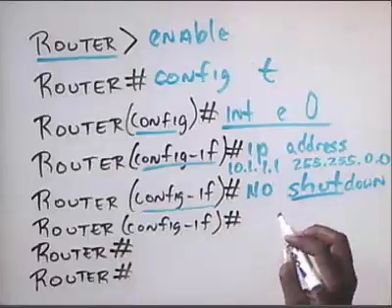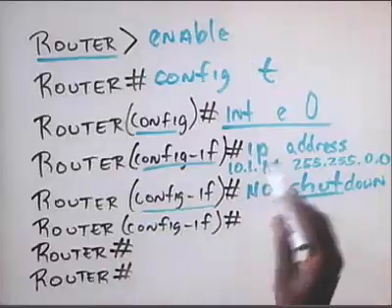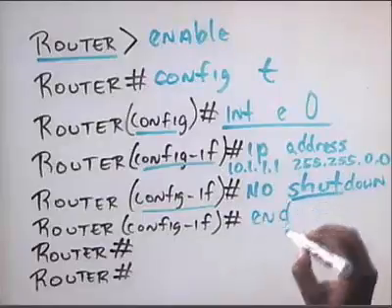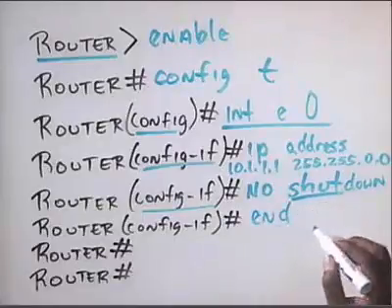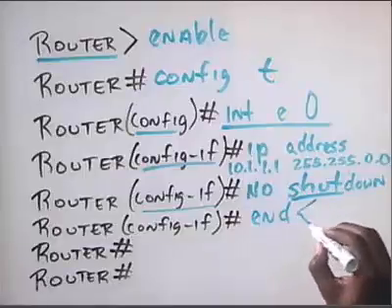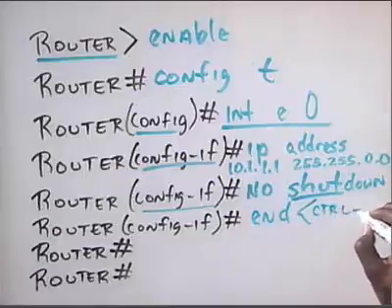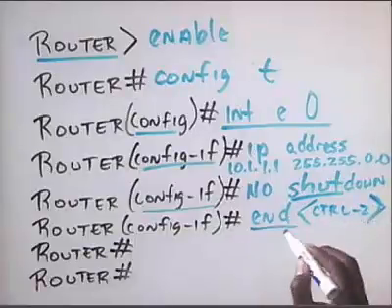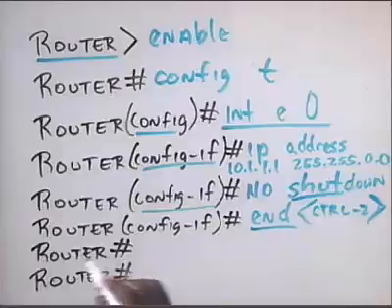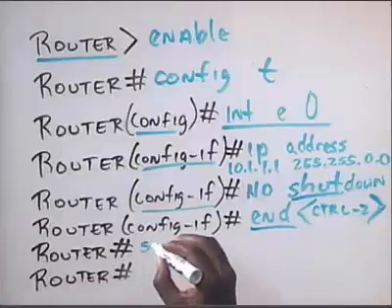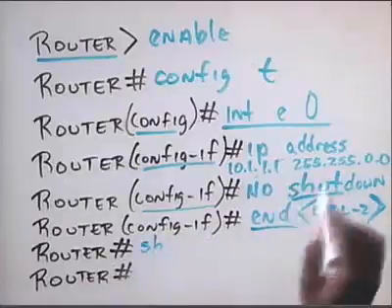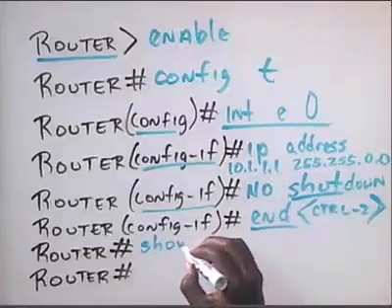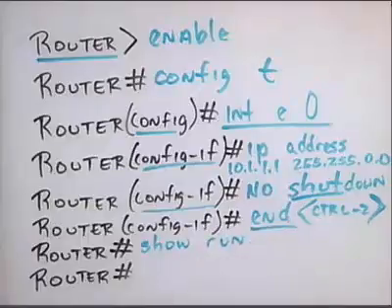Here, we want to now go out and verify the changes that we've made. So we type the word end. You could also use the shortcut Control-Z. That's the same thing as end right there. End takes you all the way back out to privilege mode, at which point I can verify my configuration in a couple of ways. One, I could verify by typing in the words show run for show running configuration.